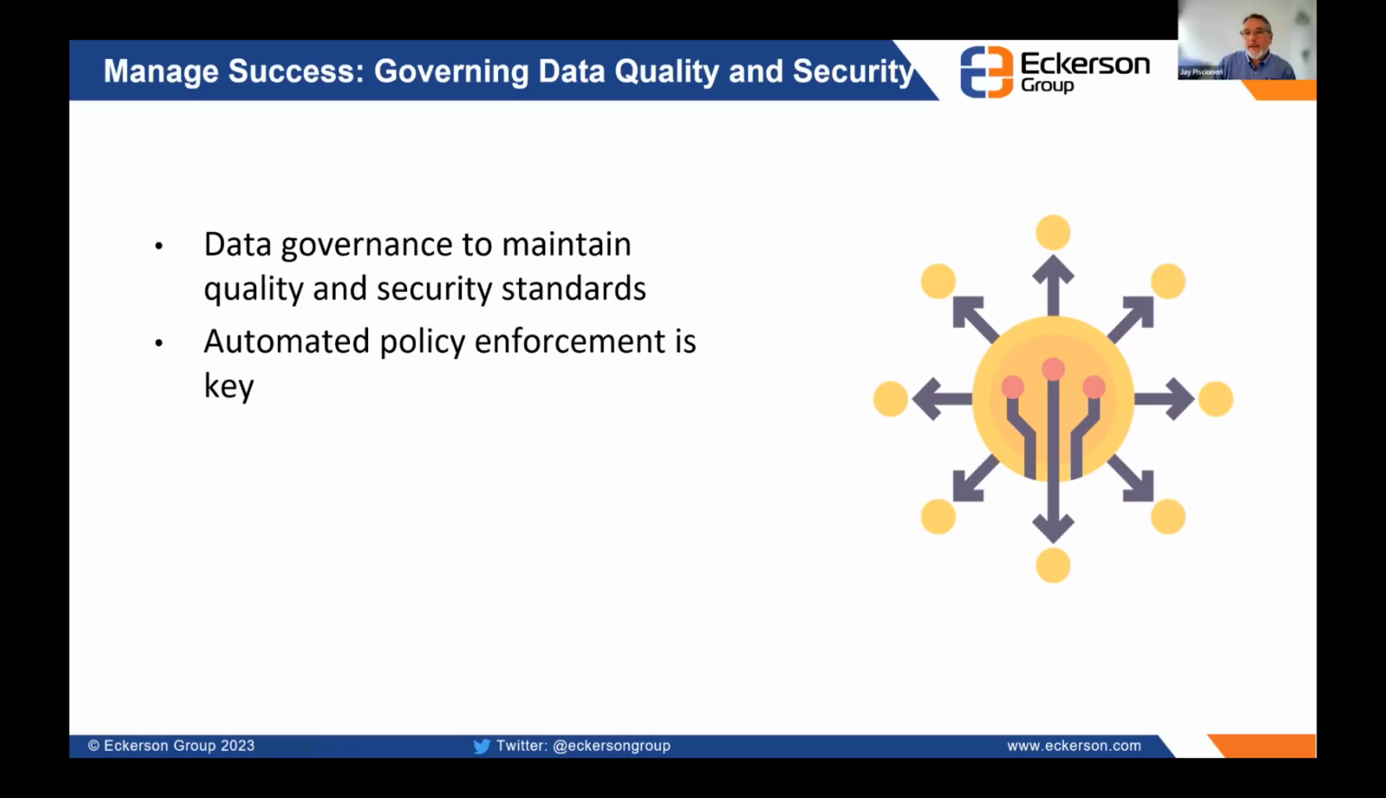Yeah. So do you have any examples from your customer base on approaches they've used for governance and automating it that have worked?